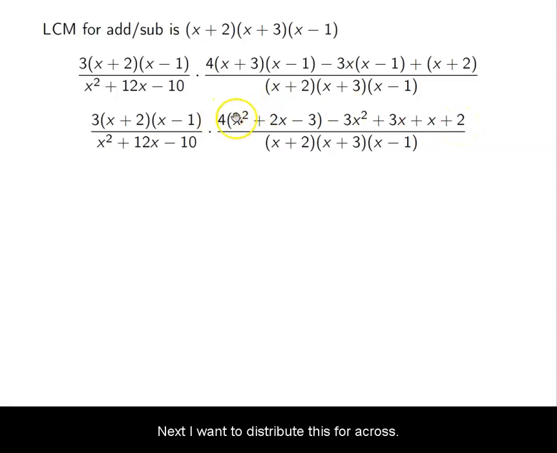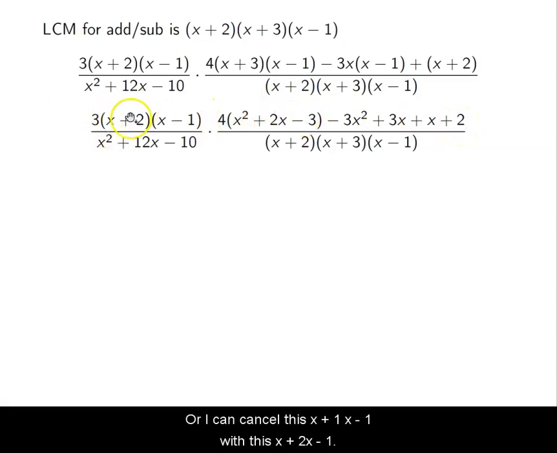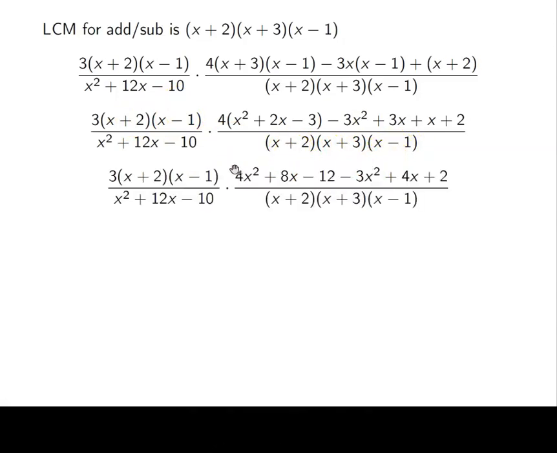Next, I want to distribute this 4 across, or I can cancel this x plus 1, x minus 1 with this x plus 2, x minus 1. But again, I'm in no rush. I'd rather distribute this across. Now that I've multiplied everything in this by 4, right? So 4, 8, minus 12. I can start to now combine like terms. I've already combined one set of like terms just to make things a little bit easier for me.